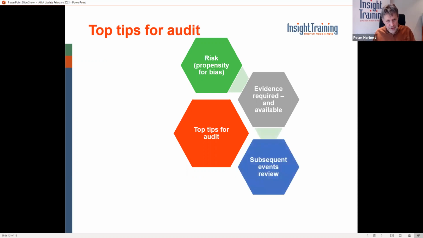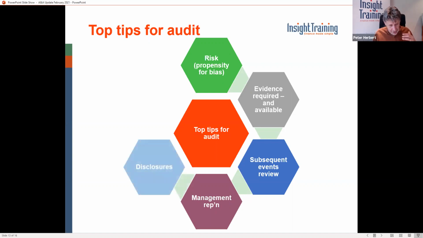Don't forget the subsequent event review. I mentioned that in passing a few minutes ago, in talking about the fact that if you think the trigger event is there at the year end to recognise the provision, use the post-balance sheet period right up until the date of signing to quantify the amounts concerned, or get comfort about the amounts concerned from an audit point of view. So a very important link here to subsequent events. It may be appropriate to get a management representation in respect of provisions or contingent liabilities which are deemed to be judgmental. Don't forget to audit the disclosure notes.